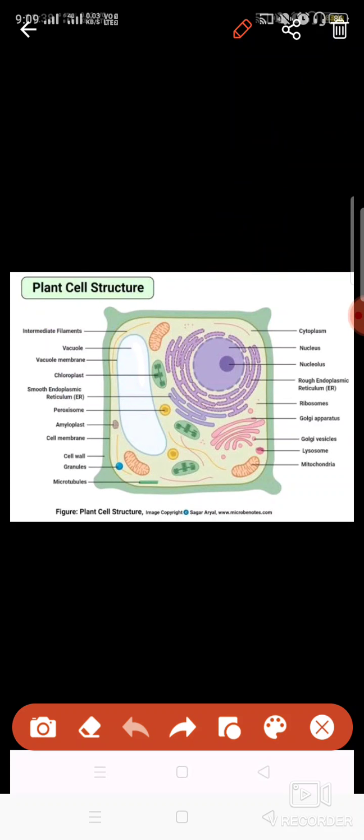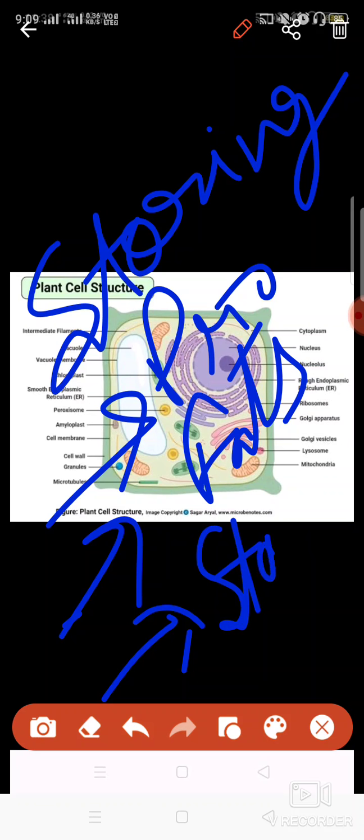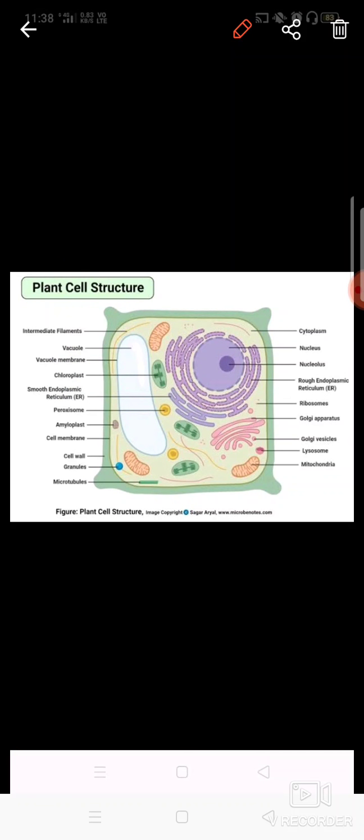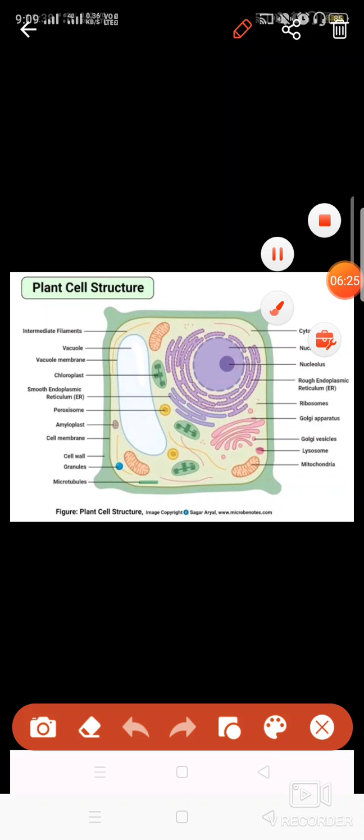Leucoplast, as the name suggests, leuco means white or colorless. These are the colorless plastids which help in storing substances like proteins, fats, and starch. Depending upon that, these are of different types. So leucoplasts help in storing the food synthesized by the plant.